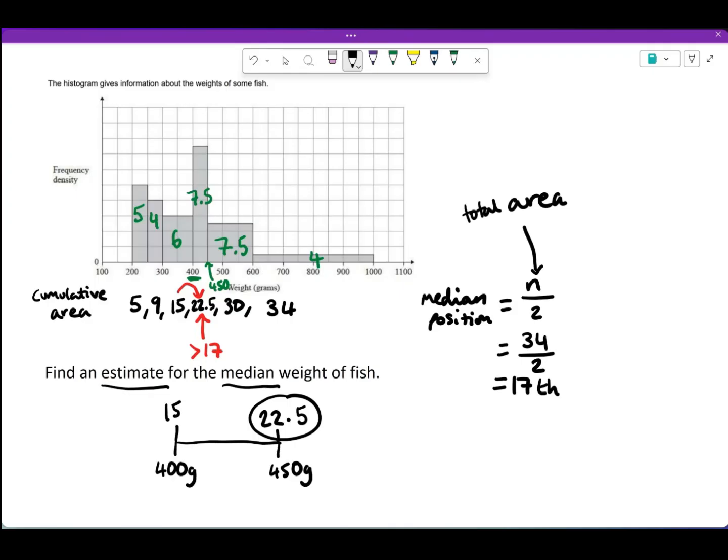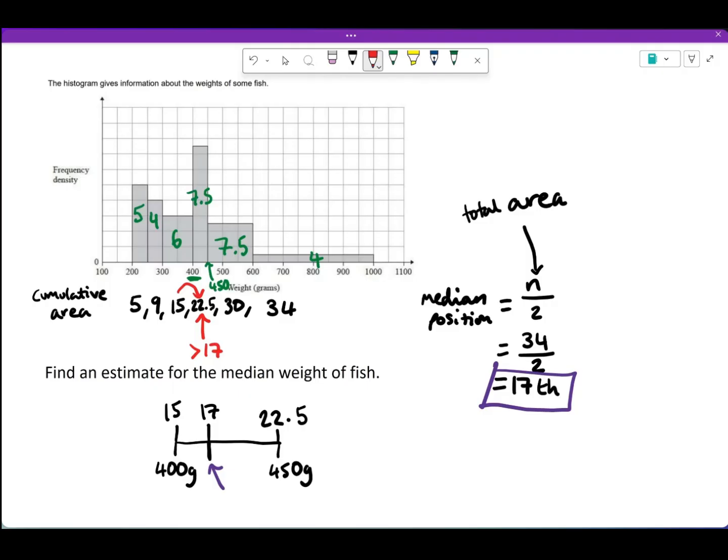Now we have to consider where our median position falls into all of this. So remember, our median position is the 17th position. Okay, so 17 is between the 15 and the 22.5. That's why we're using this class. And the 17 would be sort of roughly over here. Okay, so I've identified the position of my median. I now need to find the actual value of my median. Well, that's going to be the weight of fish at the same point down here. So I need to figure out which value specifically goes to here.